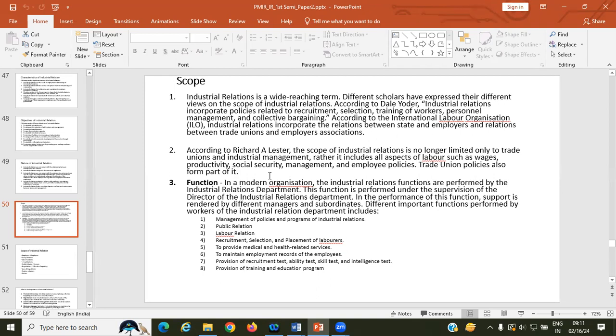You talk about unions, social security management, different policies, rules, regulations. The relationship is not limited to that. You talk about anything, the relationship is beyond that. If you know about the functions of industrial relationship, it will relate to many things.